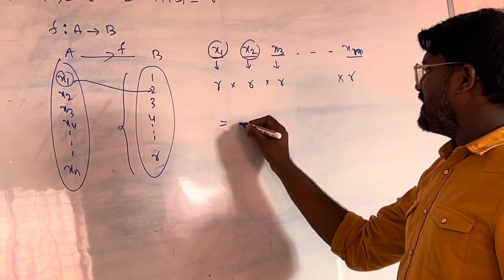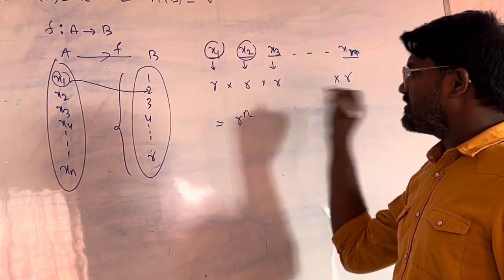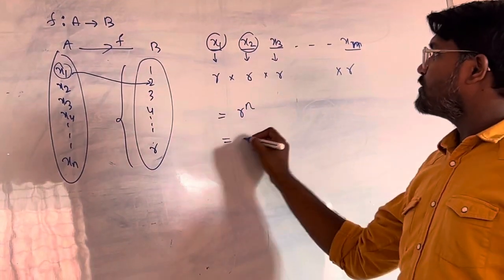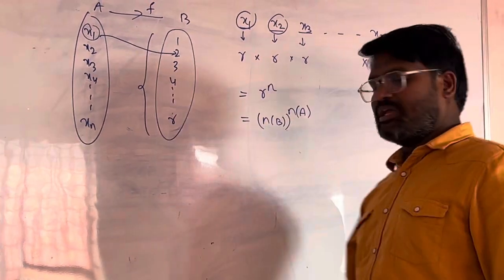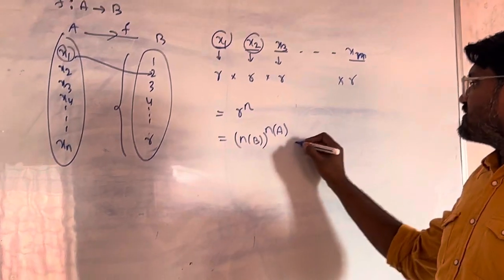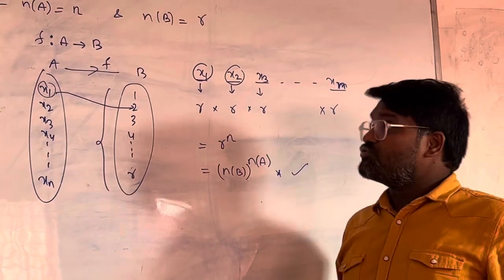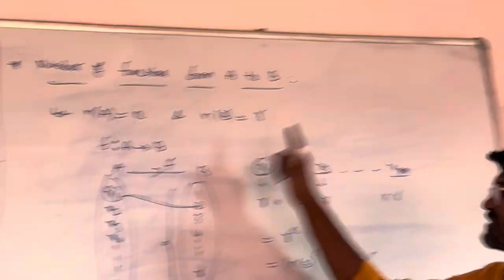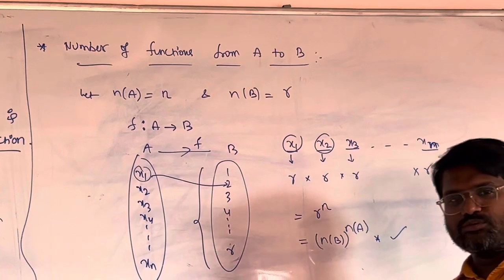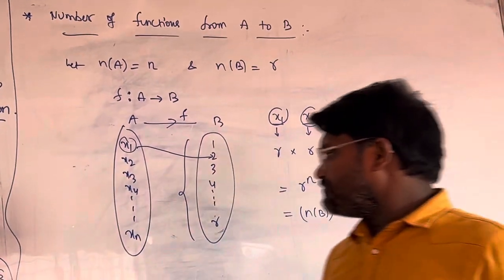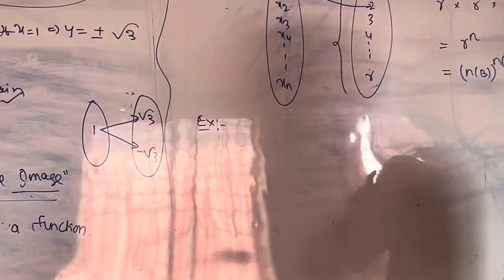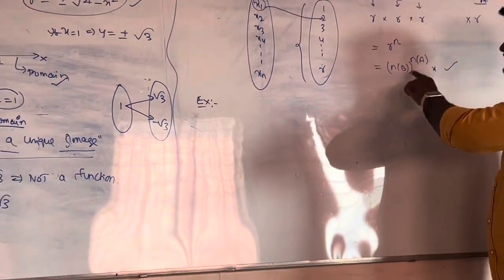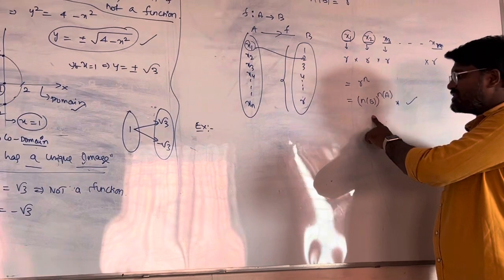So if you multiply r how many times? n times, the answer will be r to the power n. So the formula is n(B) to the power n(A). This is the basic formula to determine the number of functions that can be defined from set A to set B. Now, to understand this clearly, of course in the exam we don't get problems which are a direct application of this, especially in JEE.